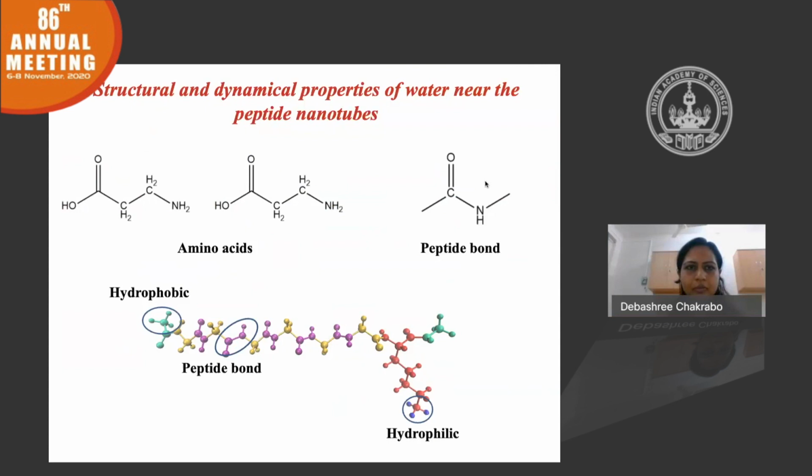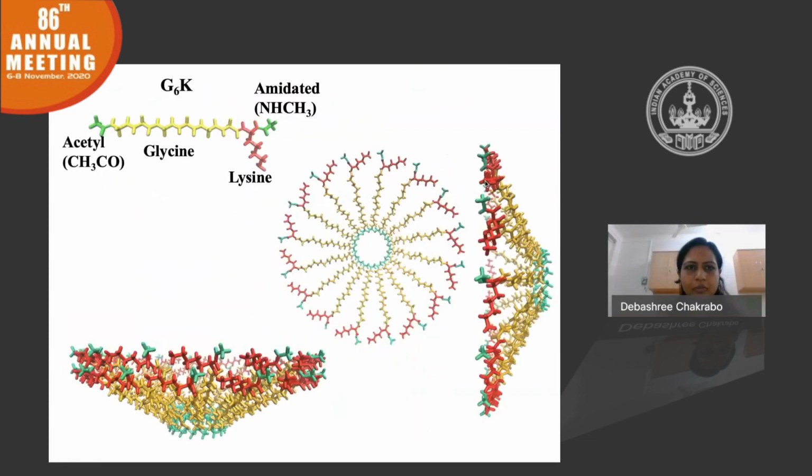And in a peptide, you will have a hydrophobic unit, you will have a hydrophilic unit, and also you will have a lot of peptide bonds. Next slide. So what did we do? We took this G6K combination. G6 means glycine, 6 units, and K is lysine. And we actually acylate it; the C terminal and the N terminal of this unit are capped.